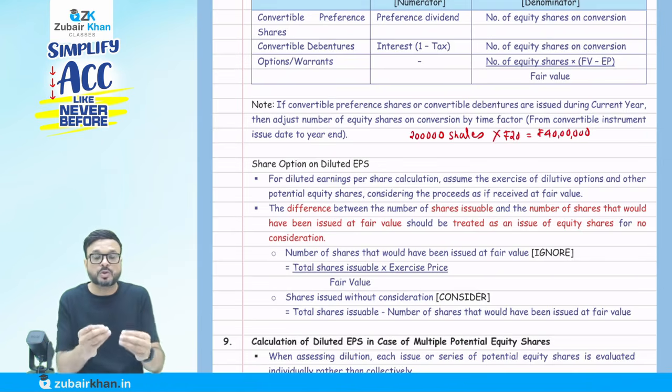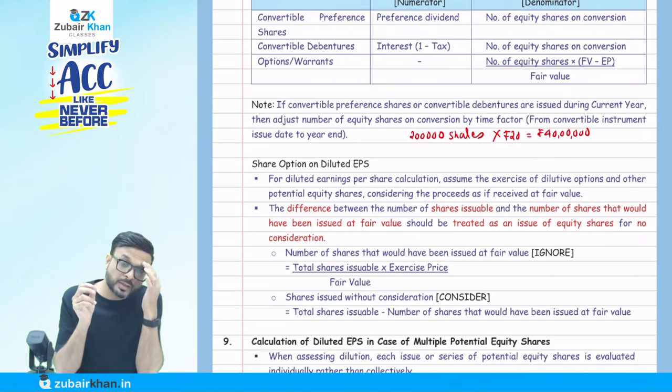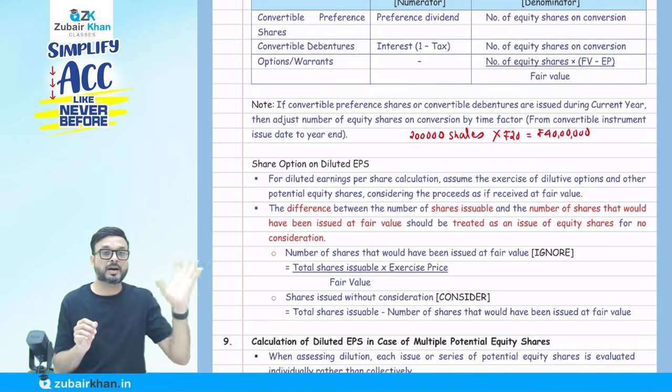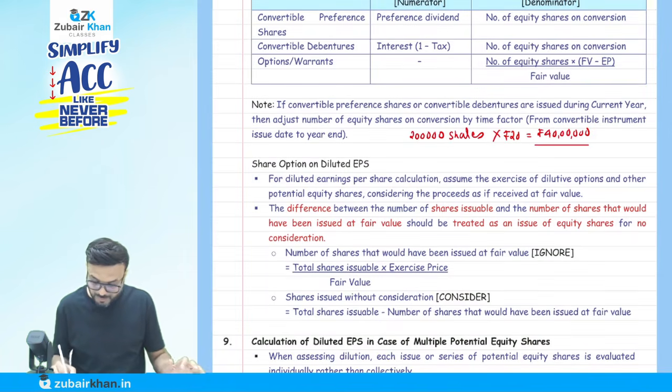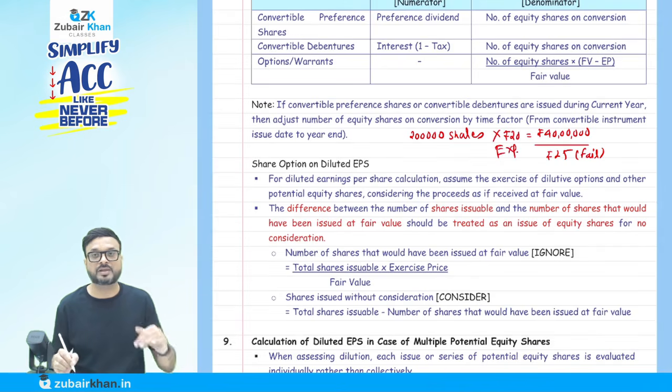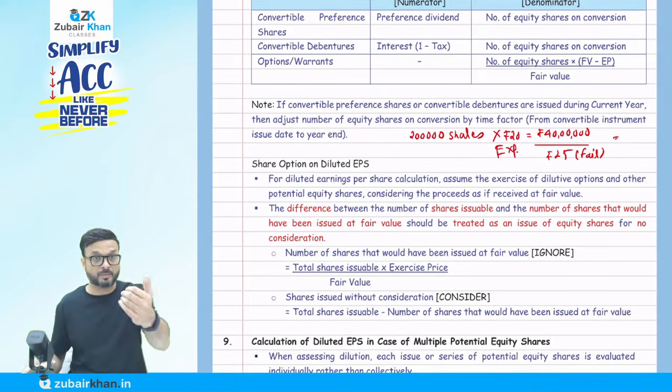So by issuing 2 lakh shares of rupees 20 each, I raise 40 lakh rupees. But to raise the same amount of 40 lakhs from the market, how many shares do I have to issue? I divide it by the fair value, suppose 25. This is the fair value. And this is the option price, the exercise price, the price at which I have given to you. Now the 40 lakh that I raised: I give you the shares and take the amount from you, and the total amount is 40 lakh.